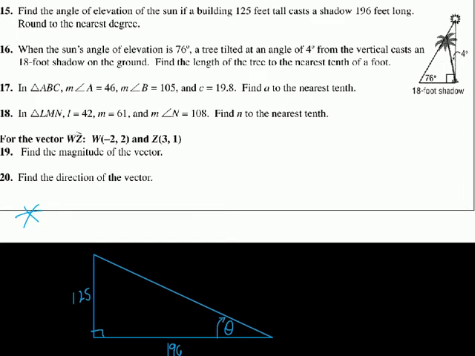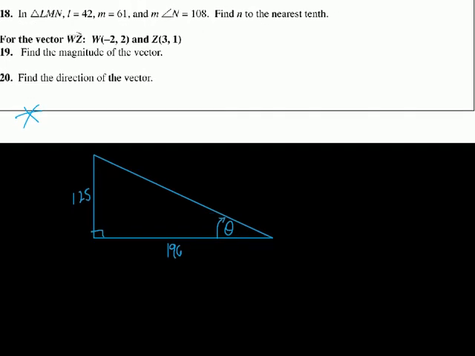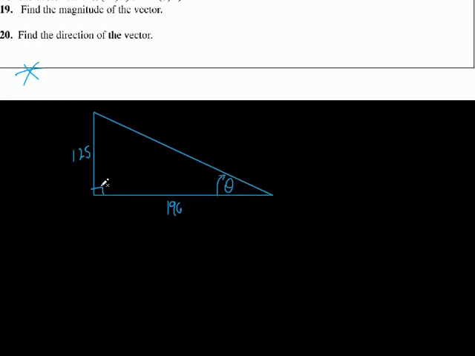Let's double check. Yep. It says find the angle of elevation. Alright, let's go ahead and do that. Well, we can use a trig function since we have a right triangle, and so we go opposite over adjacent, and that is the tangent. So we take the tangent of theta is equal to opposite 125 over the adjacent 196. Now we have to solve for the angle. Remember, when we solve for the angle, that's when we do that inverse. So we get rid of the tangent, not by dividing, we get it by taking the inverse.